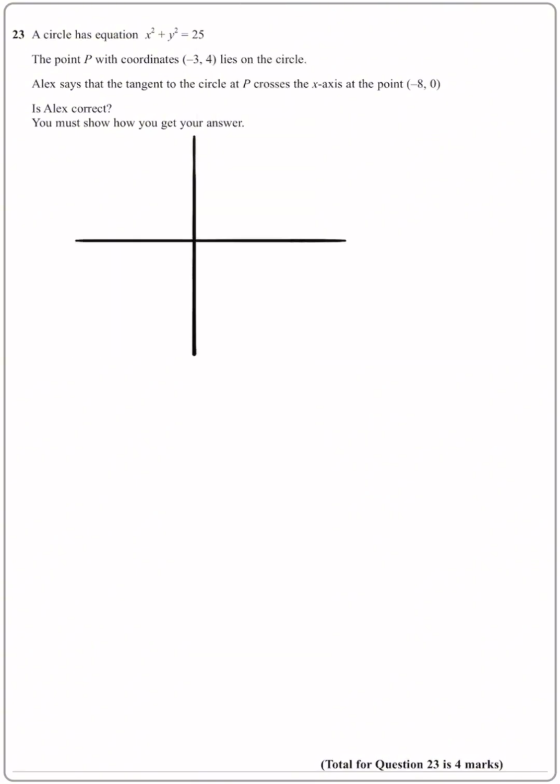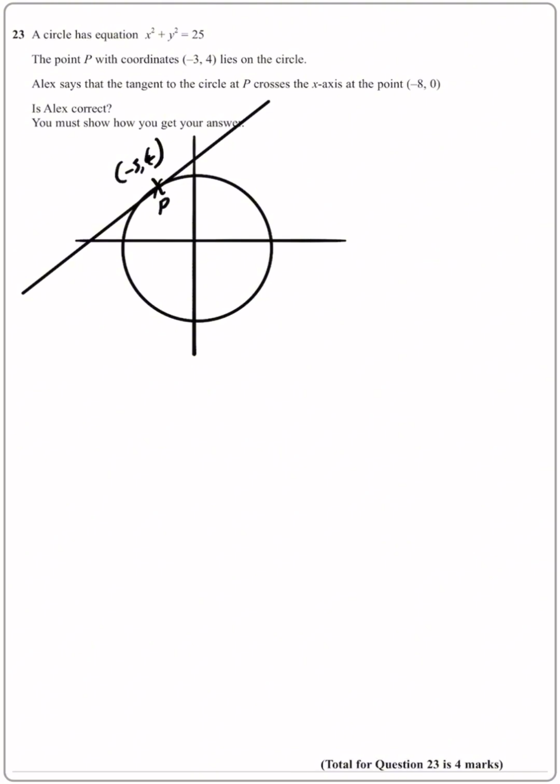Question 23, I think a little sketch here is useful. My circle is not centered particularly well around the origin, please forgive me for that. We've got our point (-3, 4) on the circle, and we're working out where that tangent to the circle crosses the x-axis. Alex says it crosses the x-axis at (-8, 0). That radius I've drawn there to meet the tangent, I'm going to call L1, and the tangent itself I'm going to call L2. You don't have to do that, it just makes the working clear.